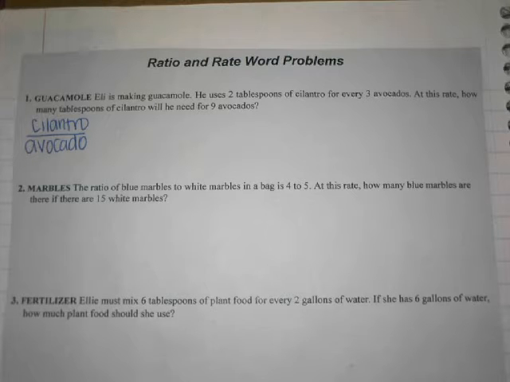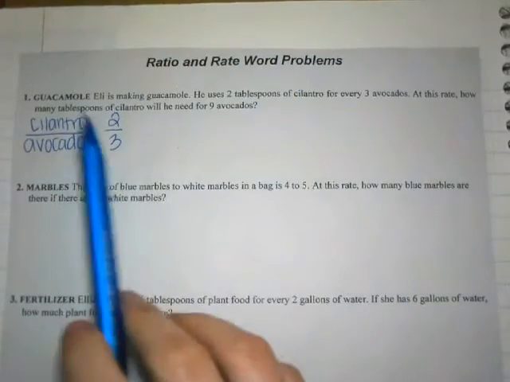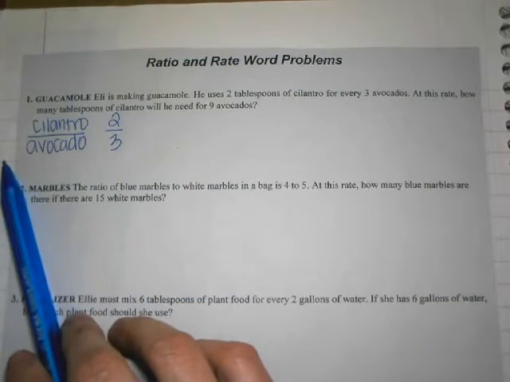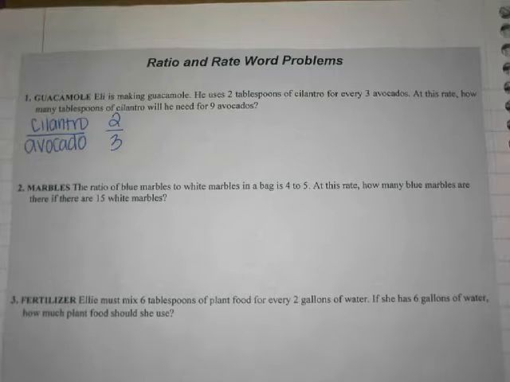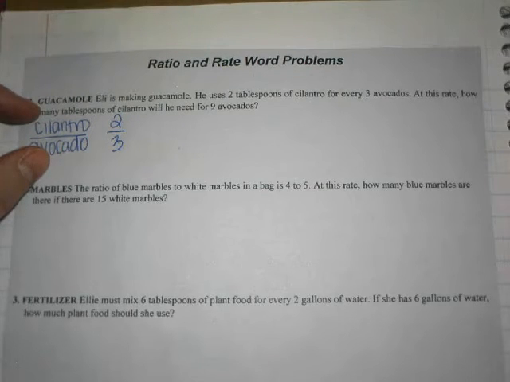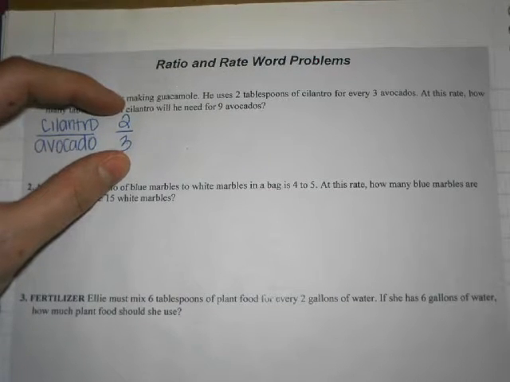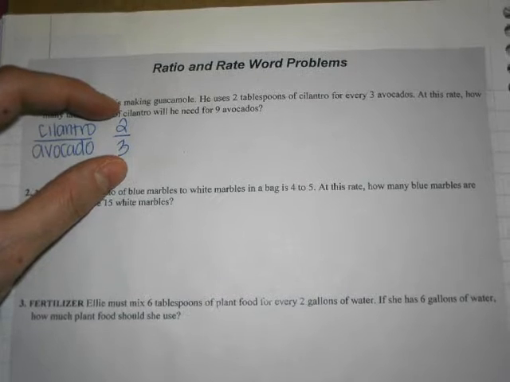So what is the ratio that he gave you in the first sentence? So 2 tablespoons of cilantro for every what? How do I write that as a ratio? 2 over 3. Because I have 2 cilantro for 3 avocados. Questions on that, anyone? So first step, figure out what 2 things you're comparing and write it down as a fraction. And then give me the first ratio that they give you.